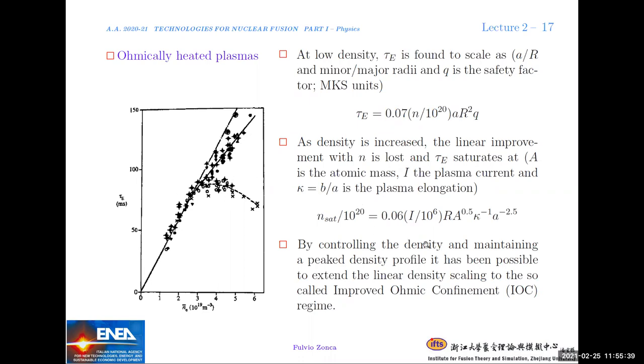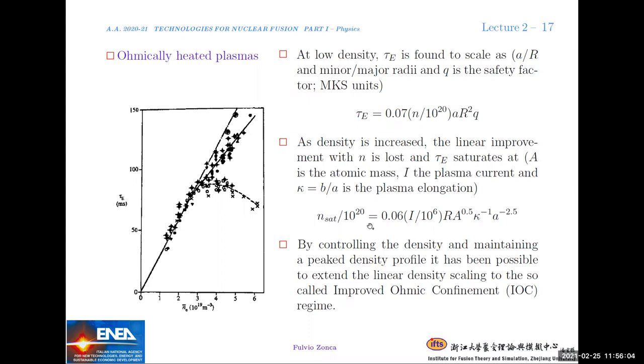However, by controlling the density, especially the density profile, you can go back almost to a linear scaling, basically by controlling the profile of the density. So you see here for the first time that it doesn't only matter what the average quantities are, but the plasma profiles are also important.